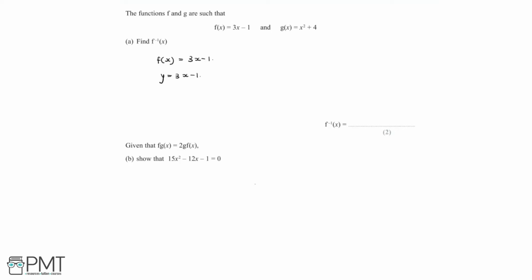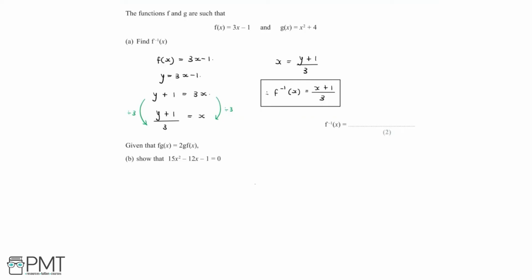x the subject. And so we can start by bringing the minus 1 over to the other side. And so we can say that y plus 1 is equal to 3x. Now we want to divide both sides by 3. And so we can say that y plus 1 all divided by 3 is equal to x. We've now made x the subject of our expression and found that x is equal to y plus 1 over 3. And now to write this in the correct form, we can say that the inverse function of f of x is equal to x plus 1 over 3, which we can write down in our answer box.